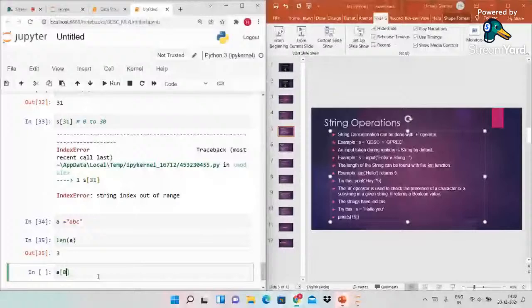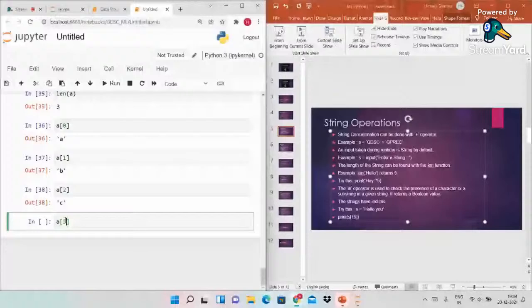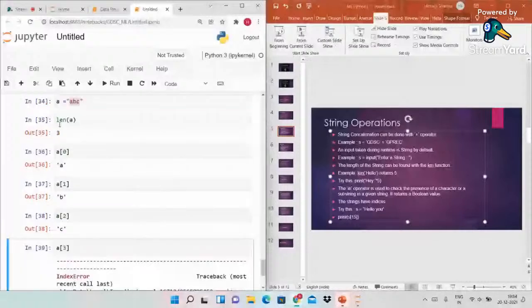Now, if we try to access something like A of 3, my God, I'm so sorry, I'm so used to it. It's quite meaningless because the string's length is 3, which means it has only 3 characters. If it has 3 characters, its last index value would be 2. If you are trying to access the third index, then you are trying to access a fourth character which doesn't exist in the string itself. So that is the reason it throws an error.